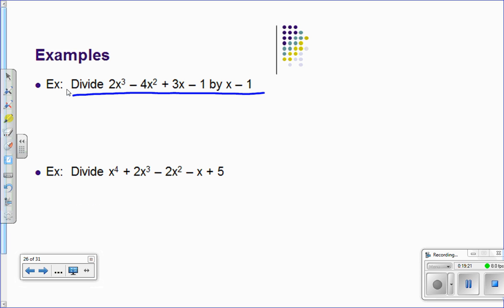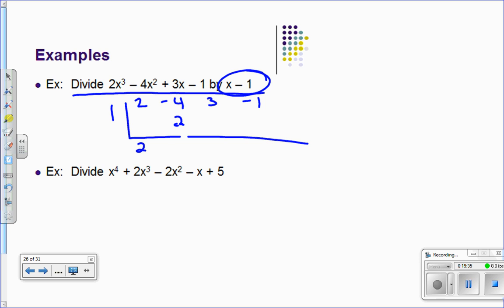All right, so here we go. 1 goes right there because we have an x minus 1. Your coefficients are 2, negative 4, 3, and negative 1. We're going to bring down the 2, and 1 times 2 is 2, and add that to get negative 2. We multiply 1 times negative 2 to get negative 2, add to get 1. 1 times 1 is 1, add to get 0.